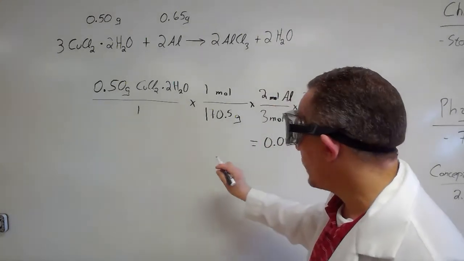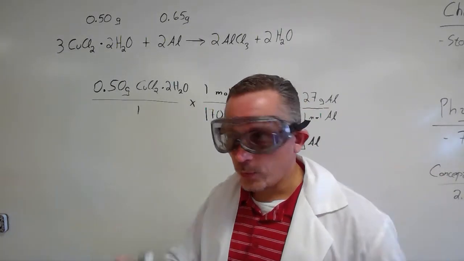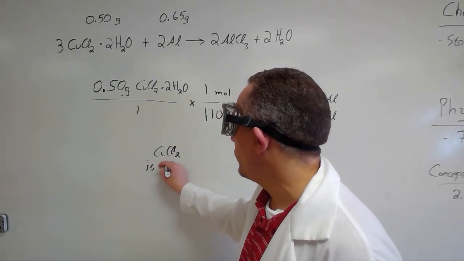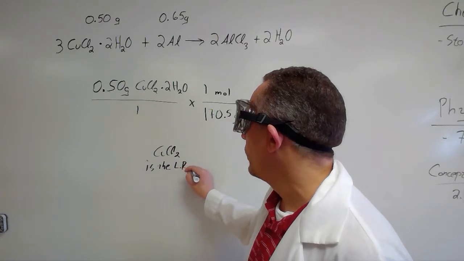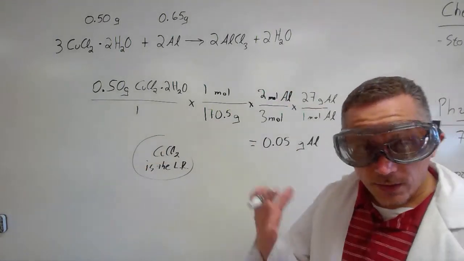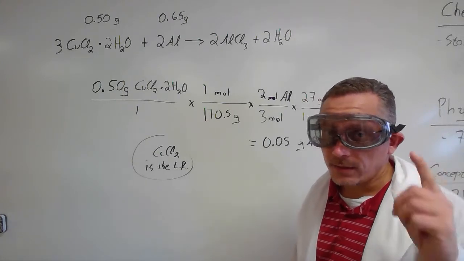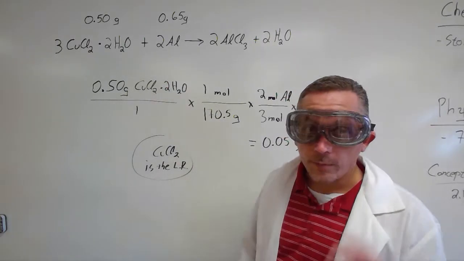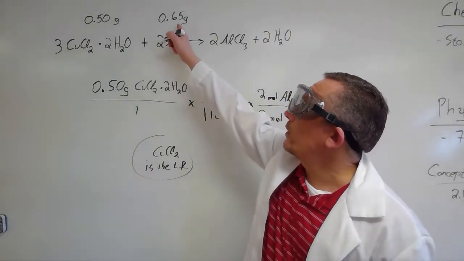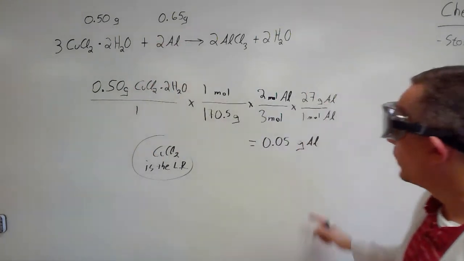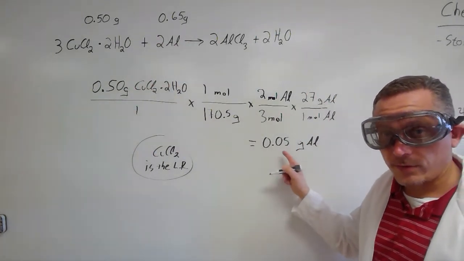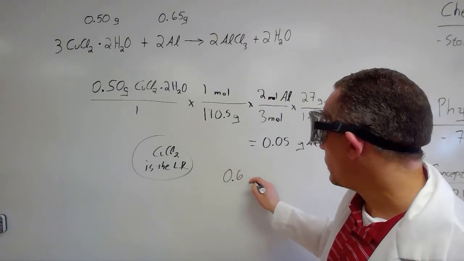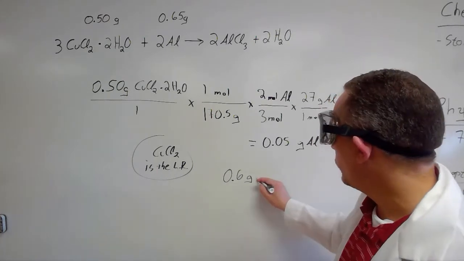So I will say somewhere around here, you can write it on your lab paper where it asks, that CuCl2 is the limiting reactant. I'm just going to write Lr for limiting reactant. And then it's going to ask us to figure out how much of the excess is left over. So if CuCl2 was the limiting reactant, aluminum is the excess reactant. If I started with 0.65 grams, and I'm going to use 0.05 grams, I'm going to expect there to be 0.6 grams left over. And that's aluminum.